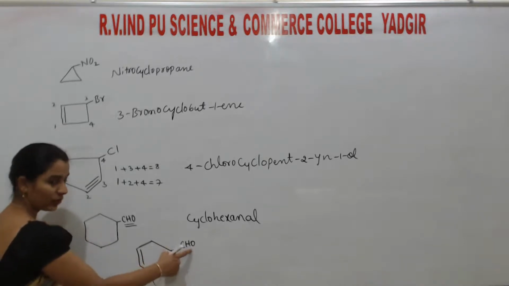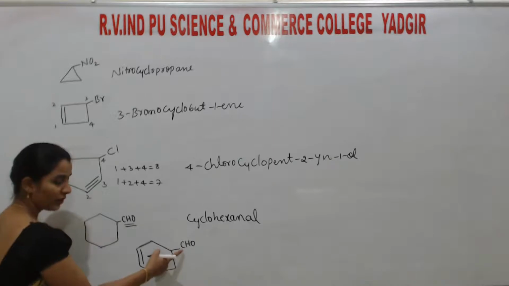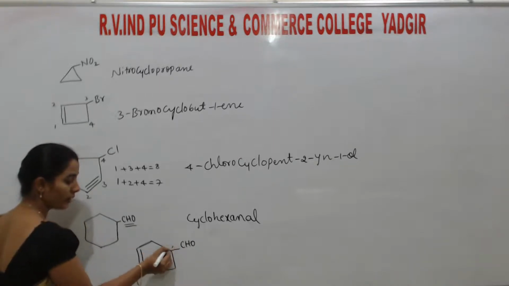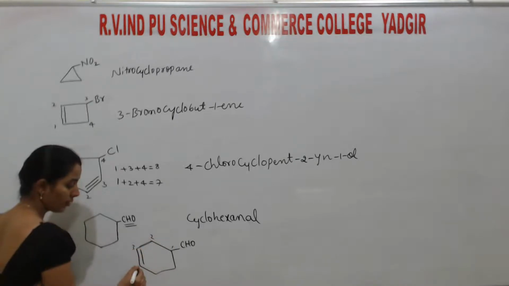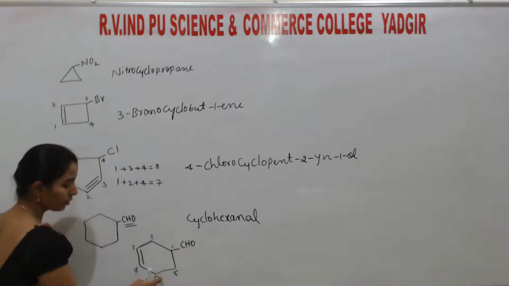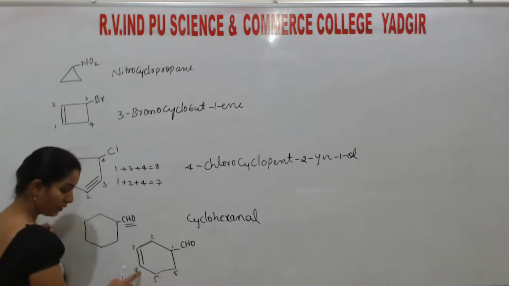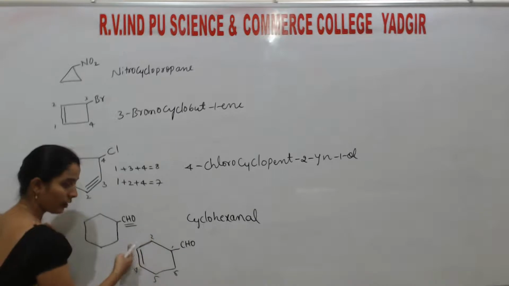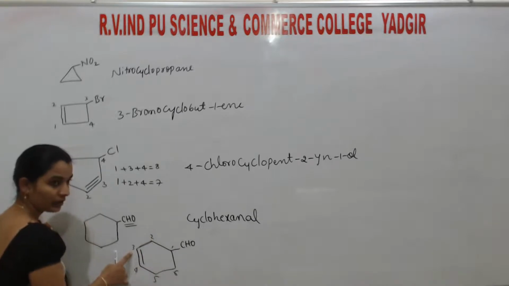This is the CHO group. The group CHO which is attached to the carbon atom will get the minimum value. So 1, 2, 3, 4, 5, 6. This is one way of numbering, anti-clockwise. Another one: 1, 2, 3, 4. Of course, from here it is 1, 2, 3. From here 1, 2, 3, 4. Then this is the correct way of numbering, because the double bond is present at the third carbon atom.